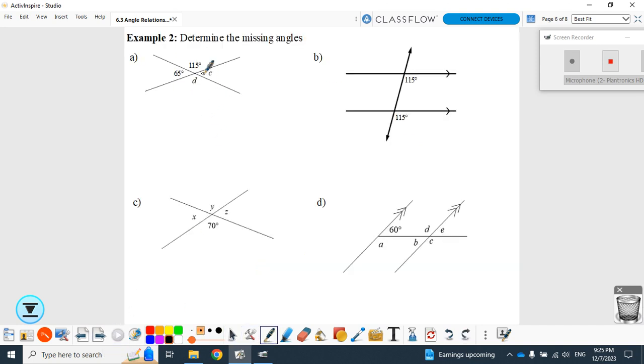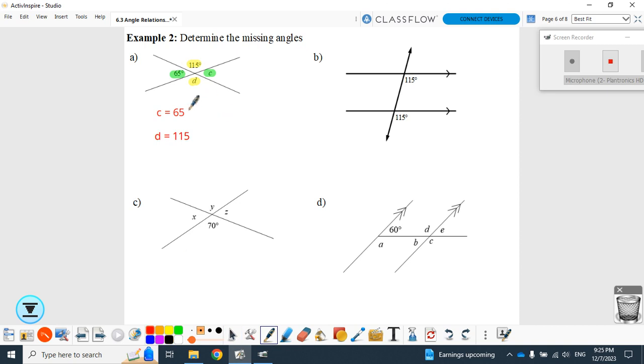Okay, determine all of the missing angles. In this case, it looks like we have this X happening here. There are no parallel lines. In fact, we do have opposite angles. You see that? If this one right here is 115, then D must also be 115. And if this is 65, then C must also be 65. So we could say that angle C equals 65 degrees and angle D equals 115 degrees.